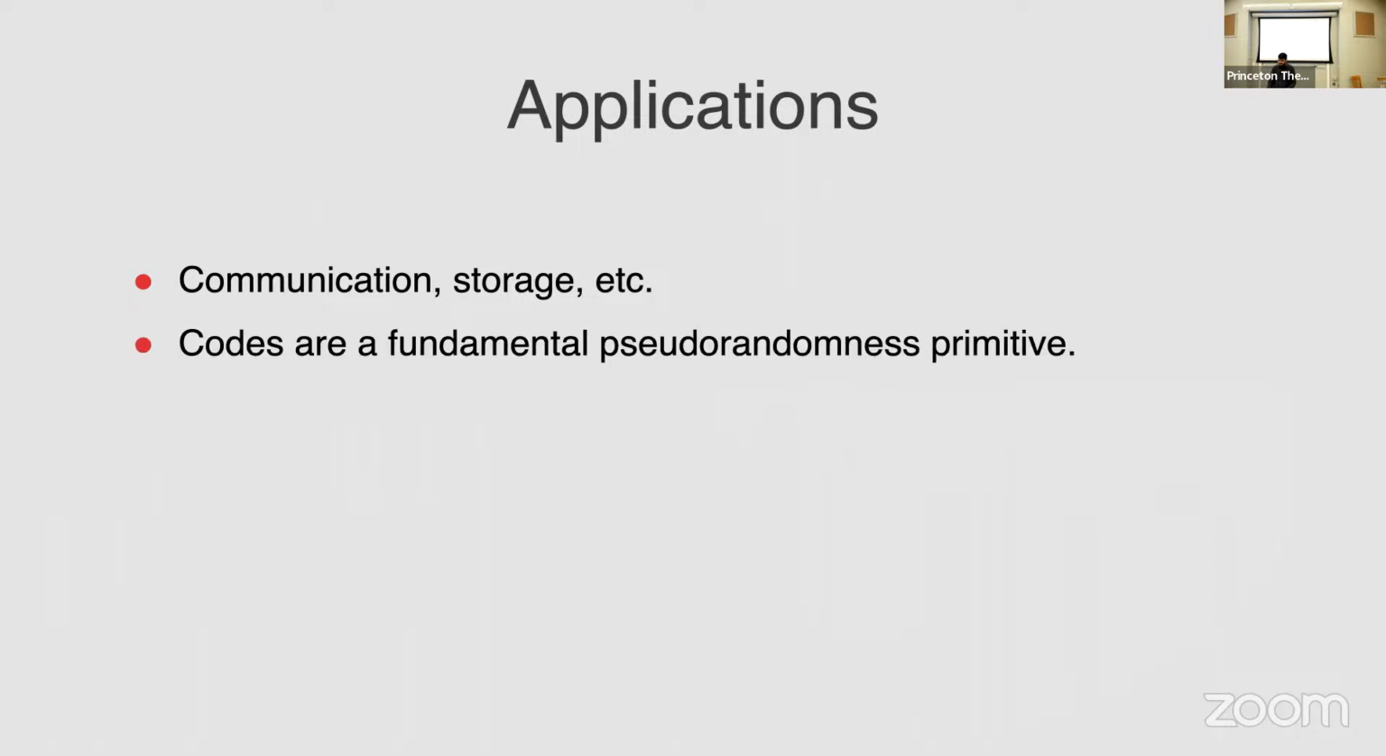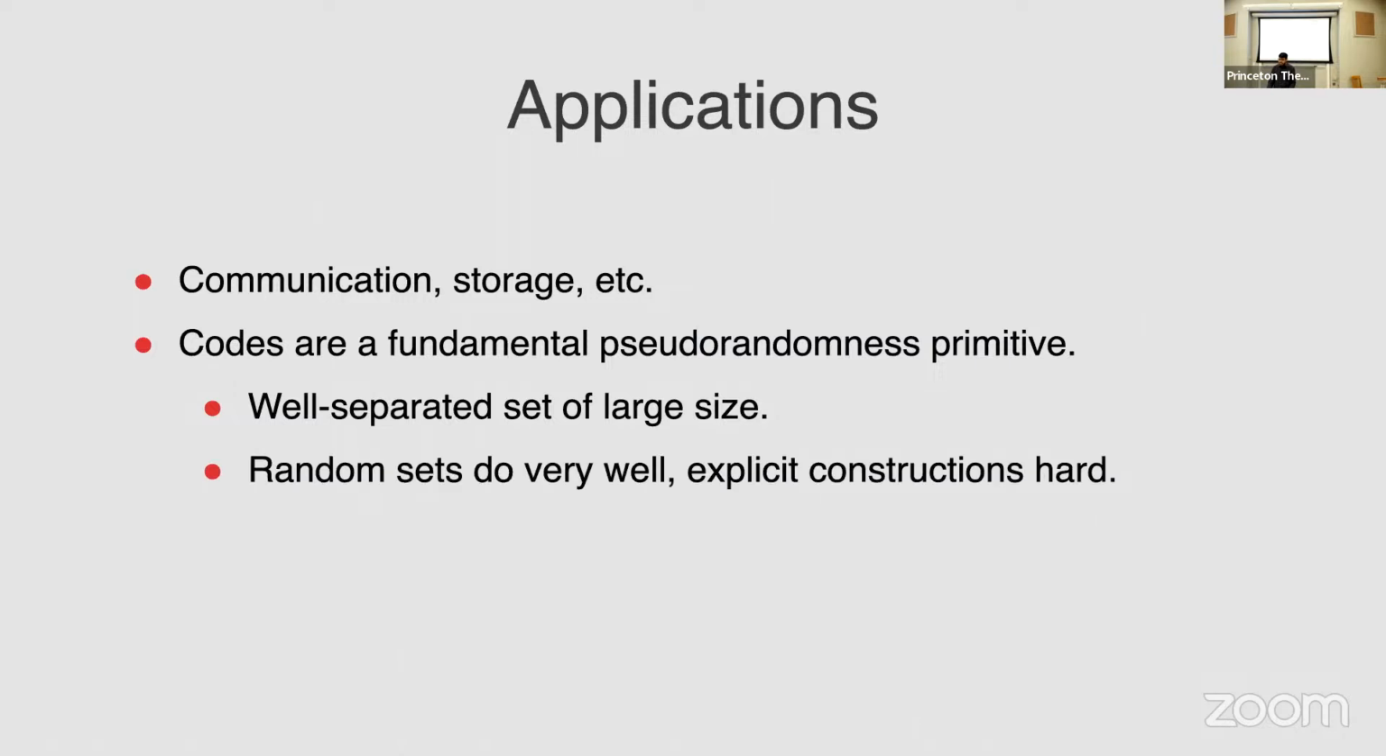Codes have a lot of applications. They were originally designed with practical applications like communication, storage, etc. in mind. Since then, we've also come to understand them as a fundamental pseudo-randomness primitive. That's because really a code is a well-separated set of large size. If we want properties like this, random sets do really well, but explicit constructions tend to be hard. And a lot of explicit constructions can be reduced to just designing the right code, maybe with some extra special properties.